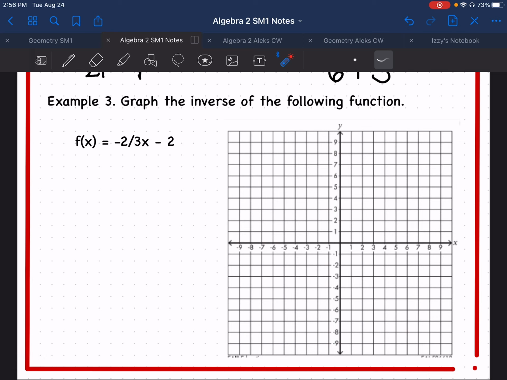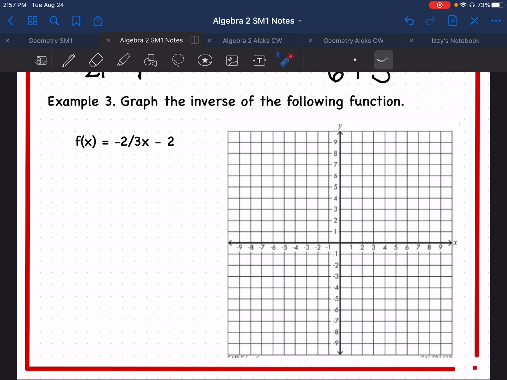All right, let's go ahead and now take a look at an actual graph. Graph the inverse of the following function. What I'm going to do is graph this function. I'm going to create myself a table, and then I'm just going to switch up and create my inverse.